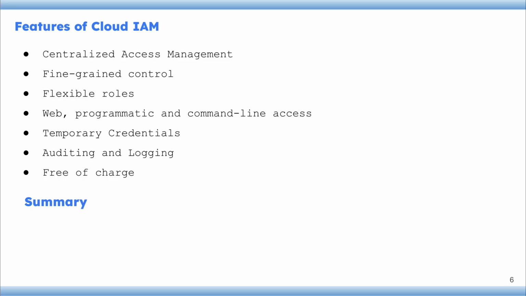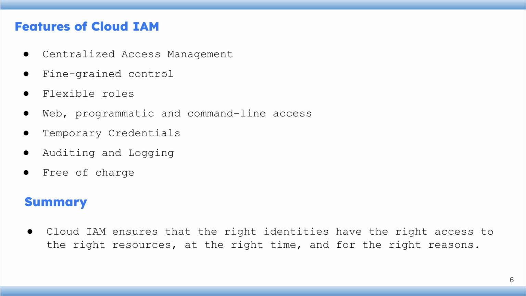In short, Cloud IAM is the backbone of cloud security. It ensures that the right identities have the right access to the right resources at the right time and for the right reasons. So when designed correctly, Cloud IAM strengthens your cloud security, simplifies your access management, and also enables scalable cloud operations.